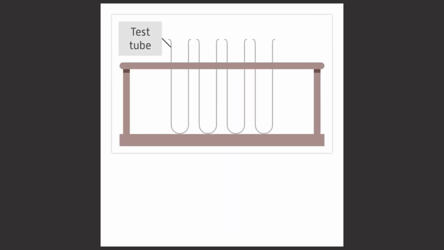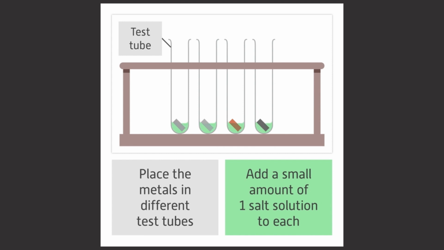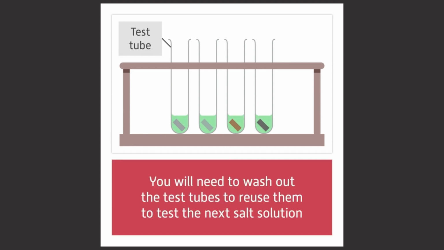It's worth noting that you can also carry out this investigation using test tubes. For this, you place the pieces of metals in 4 different test tubes and add a small amount of one salt solution to each of the test tubes. You will need to wash out the test tubes to reuse them to test the next salt solution.